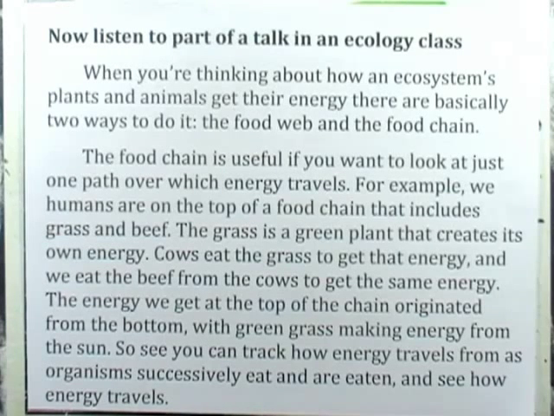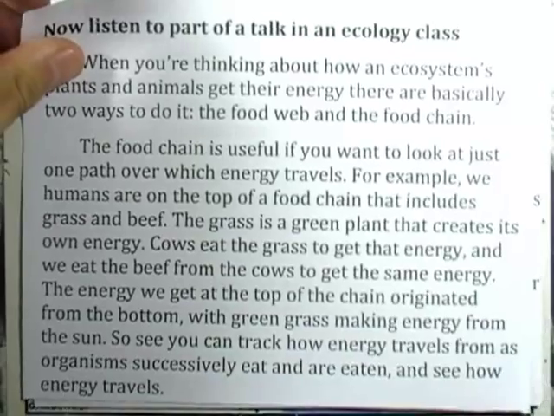Now listen to part of a talk in an ecology class. When you were thinking about how in ecosystems plants and animals get their energy, there are basically two ways to do it, the food web and the food chain. The food chain is useful if you want to look at just one path over which energy travels. For example, we humans are on the top of a food chain that includes grass and beef. The grass is a green plant that creates its own energy. Cows eat the grass to get that energy. And we eat the beef from the cows to get the same energy. The energy we get at the top of the chain originated at the bottom, with green grass making energy from the sun. So, see, you can track how energy travels as organisms successively eat and are eaten.